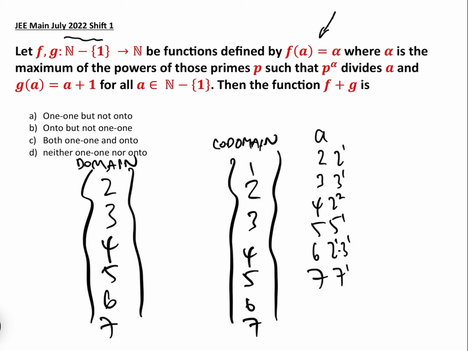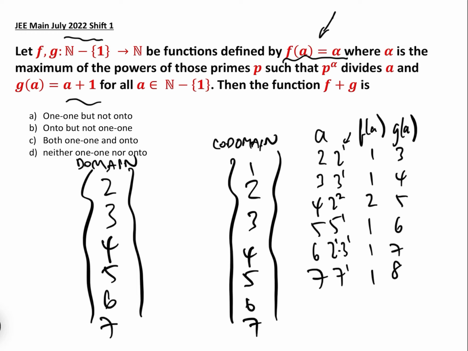So the function here, f of a equals alpha, where alpha is the maximum of the powers. Okay, so we have to look at the maximum of the powers. So f of a here is 1, 1, 2, 1, 1, 1. G of a is just a plus 1. Okay, so that's 3, 4, 5, 6, 7, 8. And so f plus g is going to be 4, 5, 7, 7, 8, 8.